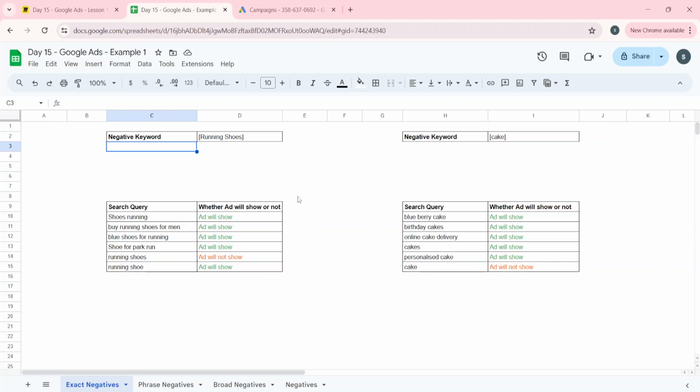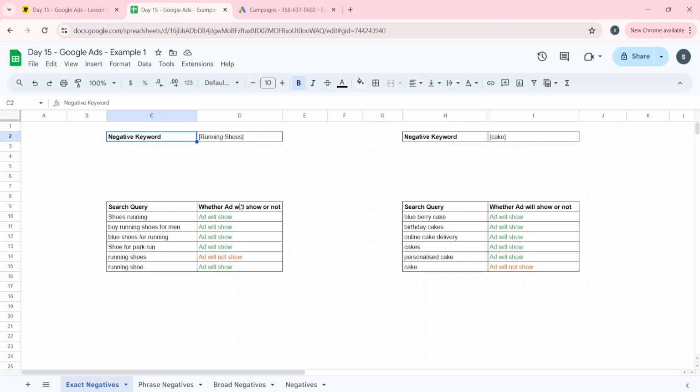So this is an example for exact match negatives. In exact match negatives, what happens? Your ad won't show if the search contains the exact keyword terms only, in the same order. It should be in the same order, and they should be exact words and exact letters, without any extra words. Even if a search term contains a single extra letter or even a single extra word, your ad will show. Let's take these two examples I have written here.